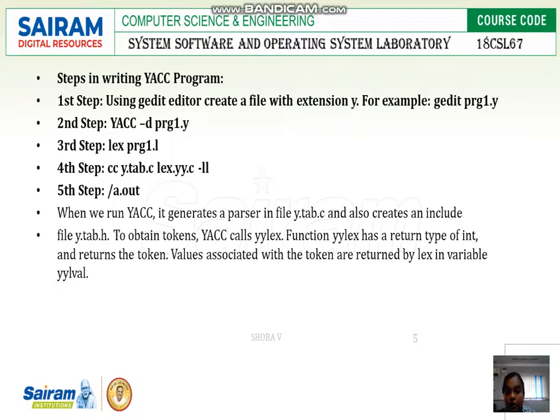Now we'll see the steps in writing the YACC program. We are using the gedit editor, and we are going to create a file with extension .y, for example gedit filename.y. In the second step, by using the same format, yacc -d filename.y and lex filename.l. Then we are going to compile by using the C compiler: cc y.tab.c lex.yy.c -ll. To run the program, we use ./a.out.